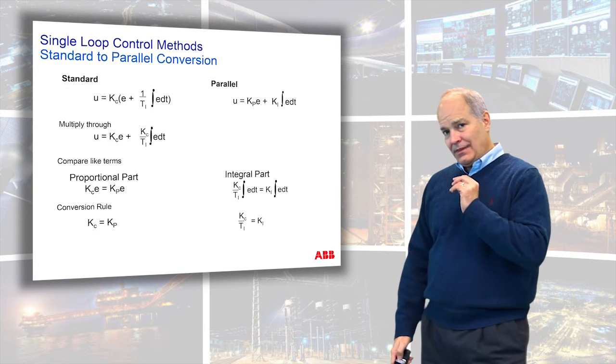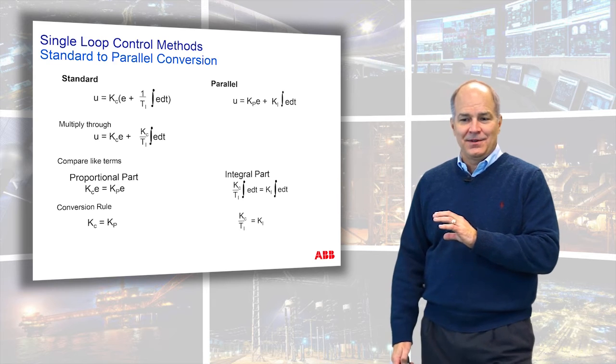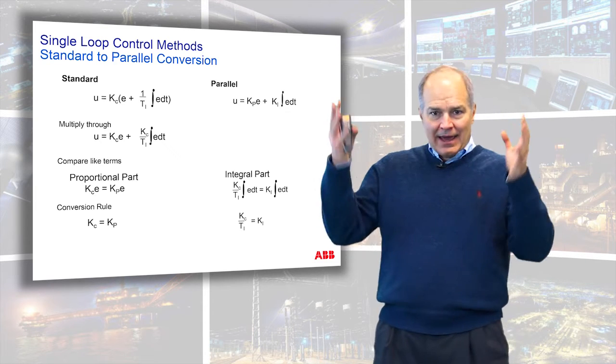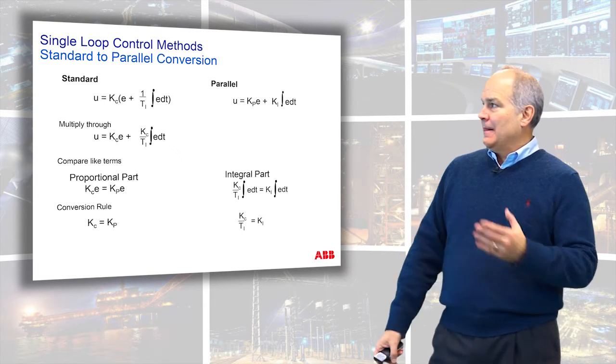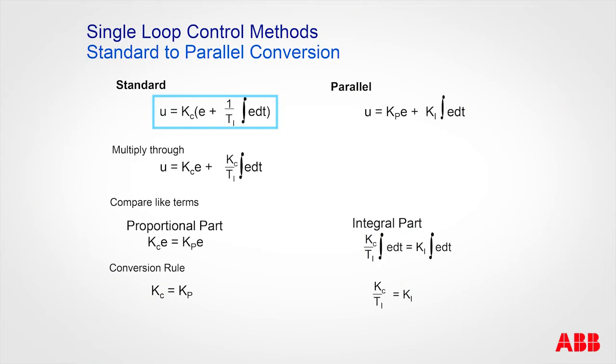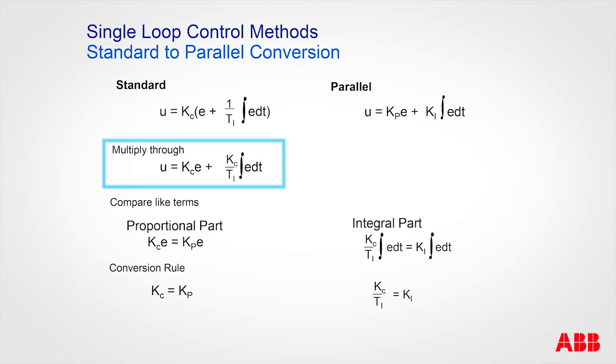Now, this is what I want to show you. The next step here is the math that shows how you could convert from one form to the other. On the left is the standard equation. On the right is the parallel equation. So the first thing you have to do is multiply through. So you can see the control gain is multiplied through. Then you compare like terms.